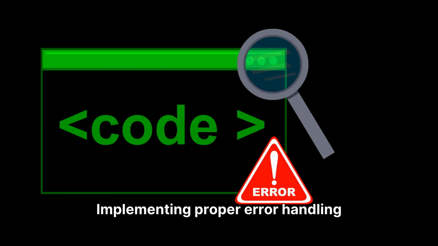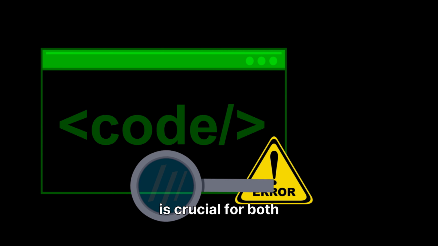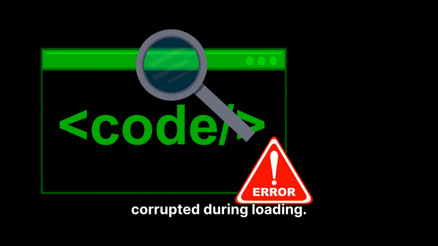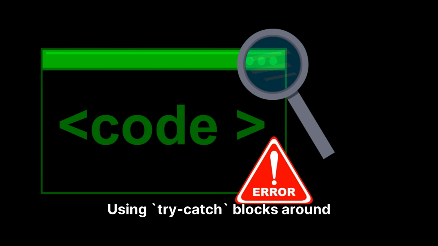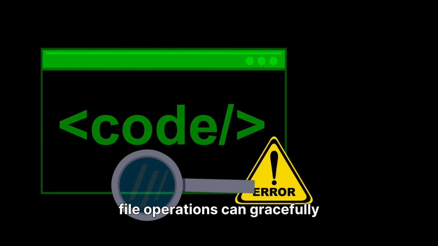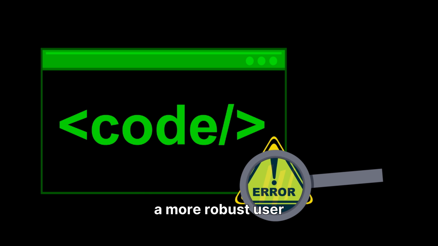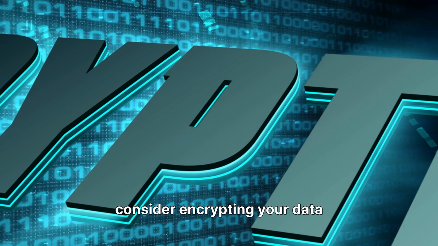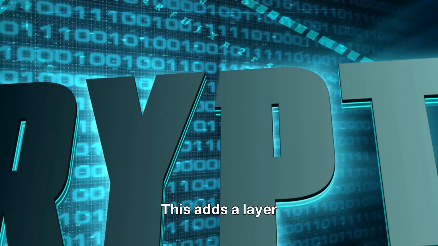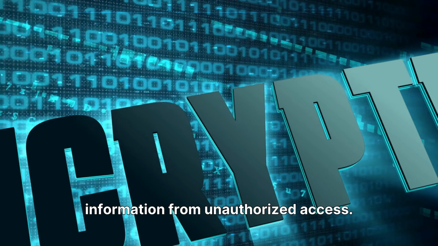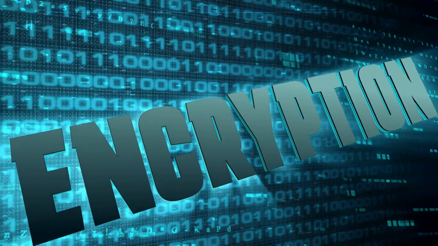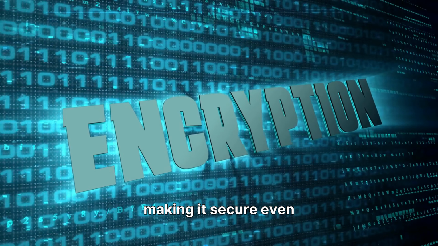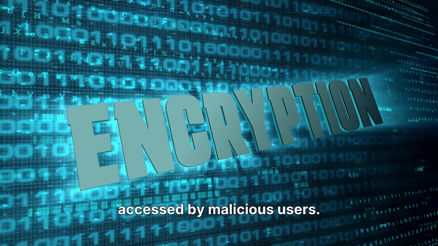Implementing proper error handling is crucial for both methods. This prevents crashes and data loss if a file is missing or corrupted during loading. Using try-catch blocks around file operations can gracefully manage these situations, providing a more robust user experience. For highly sensitive data, consider encrypting your data before saving it. This adds a layer of security, protecting player information from unauthorized access. Encryption transforms your data into an unreadable format, making it secure even if the file is accessed by malicious users.